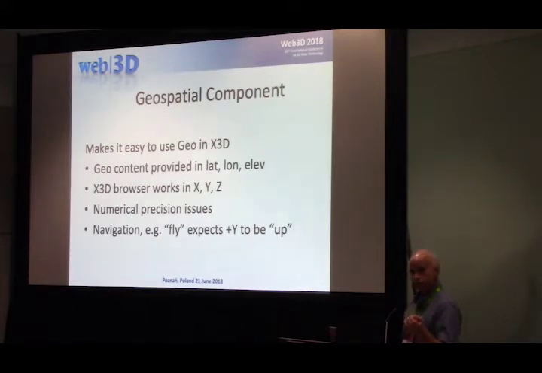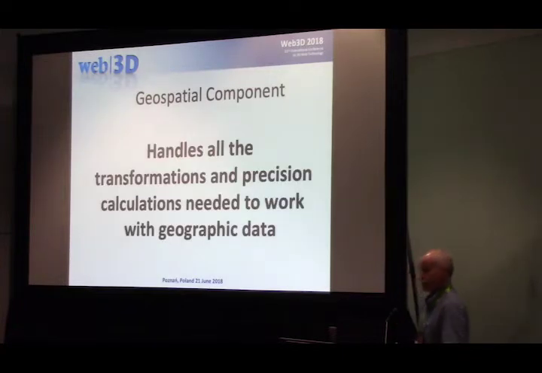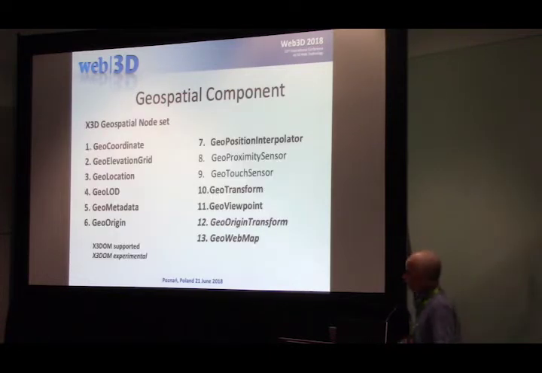There are lots of other issues: numerical precision that needs to be dealt with when you pass the data to a GPU, and then the navigation inferences. If you're going to walk or fly through some sort of terrain, there's this concept of what is the up vector. On the globe, if you're in XYZ, which way is up, you have to convert that. So this geospatial component deals with these issues. The end result is it handles all of the transformations and precision calculations to easily work with geographic data in modern computer graphic systems. Again, there's a list of nodes here that we can add to an X3D scene.